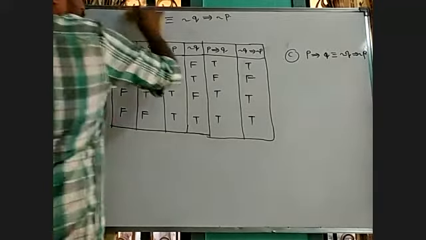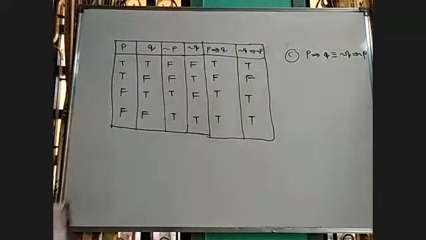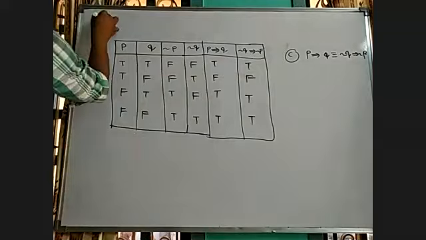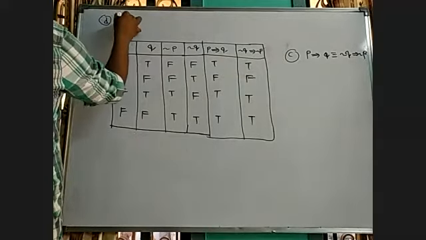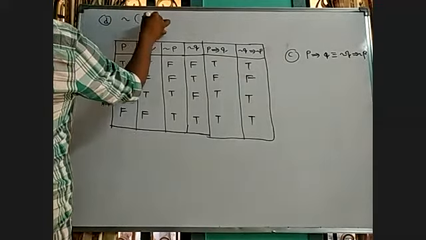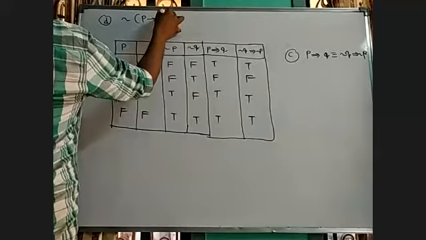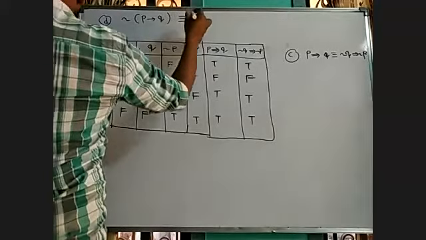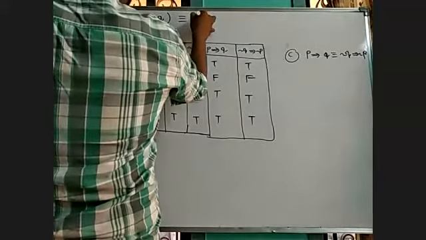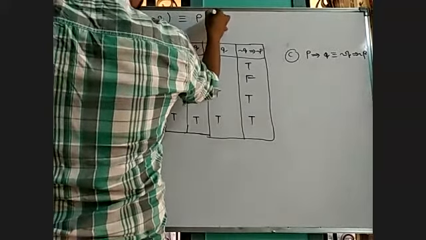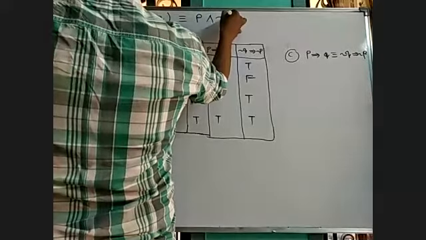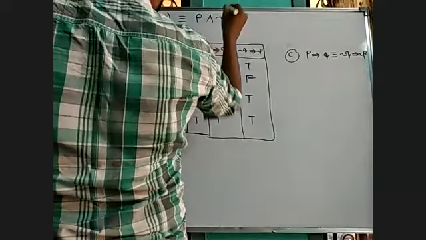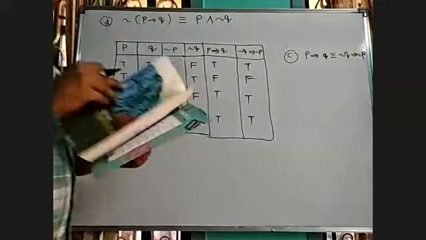Next, sigma. Next, equivalence. What do they give? Negation of P implication to Q is equal to P disjunction of Q, negation Q. Okay?